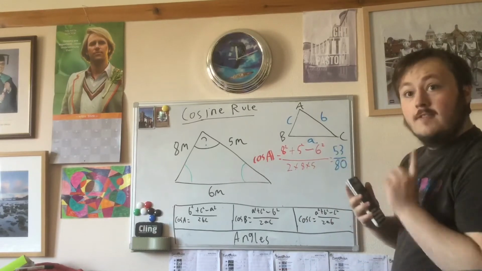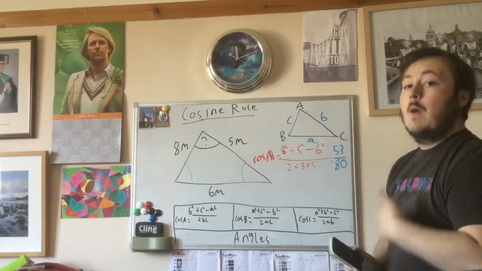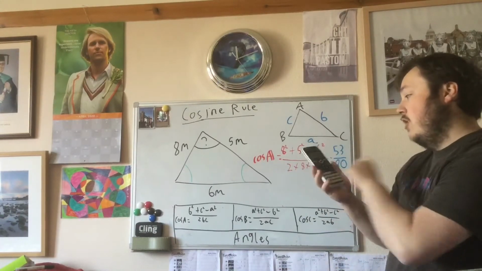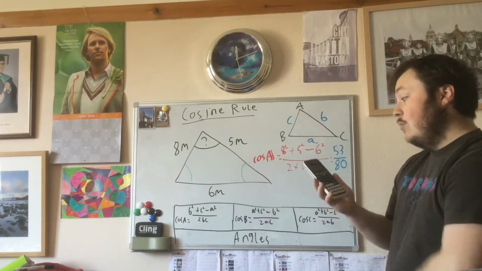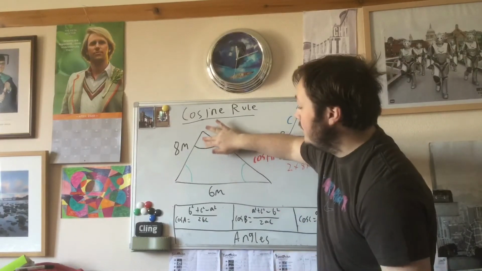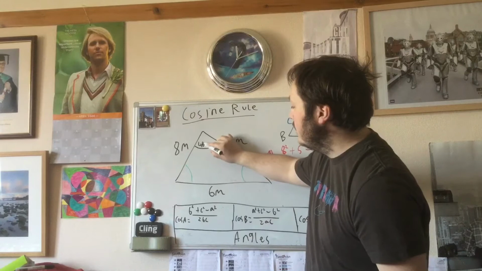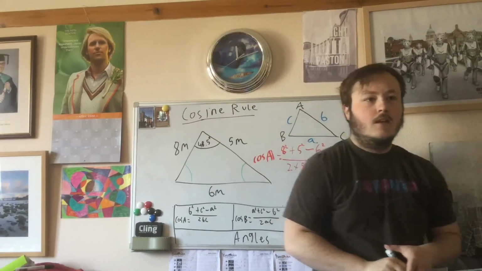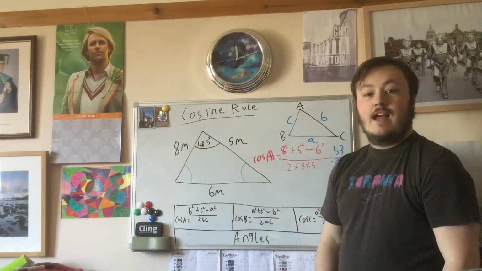Now what do we do? Well, if the cos of the angle is 53 over 80, we have to do cos minus 1. So we press shift in our calculator, you press your cos, and then you enter 53 over 80, and that will get us our missing angle, which to one decimal place is 48.5 degrees. And that's how we use the cosine rule to find that angle.